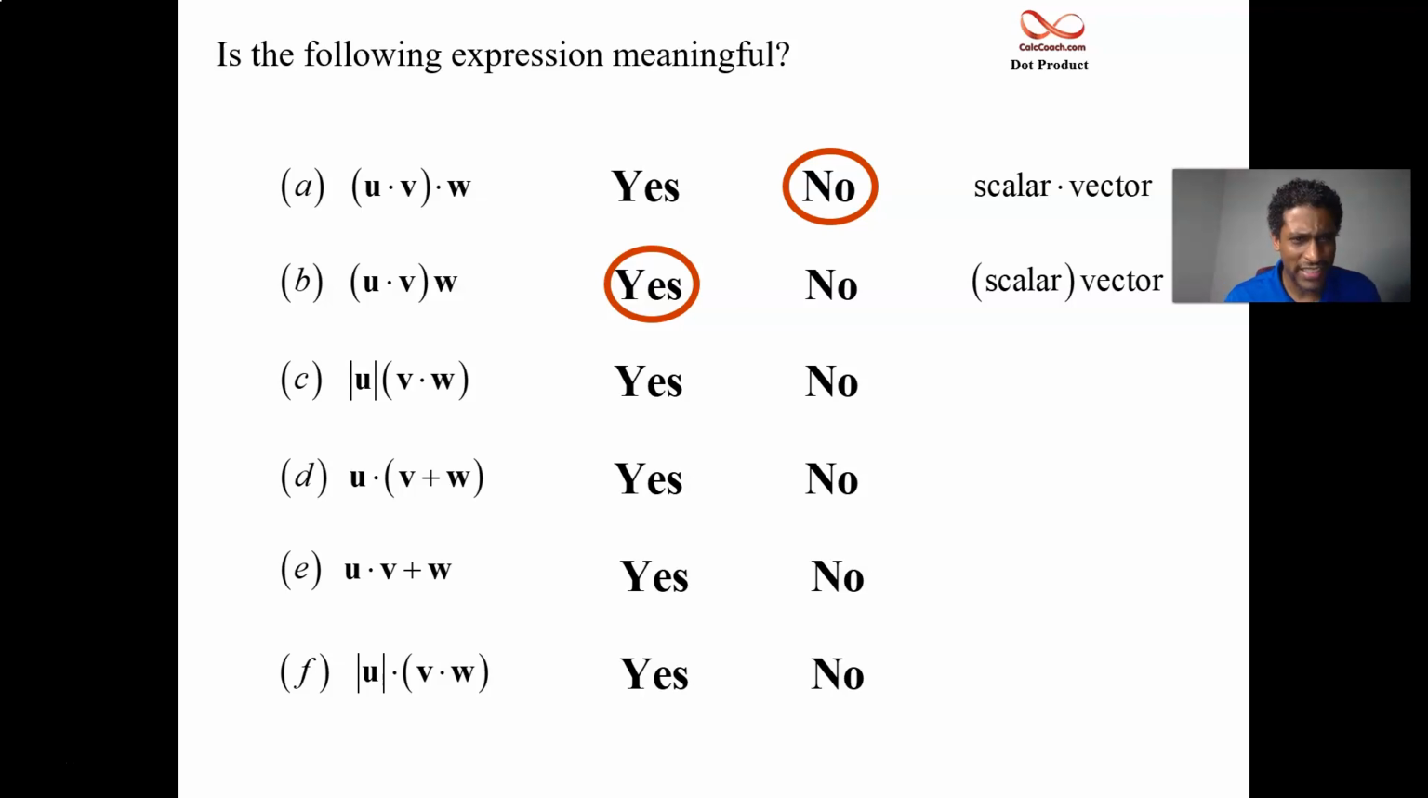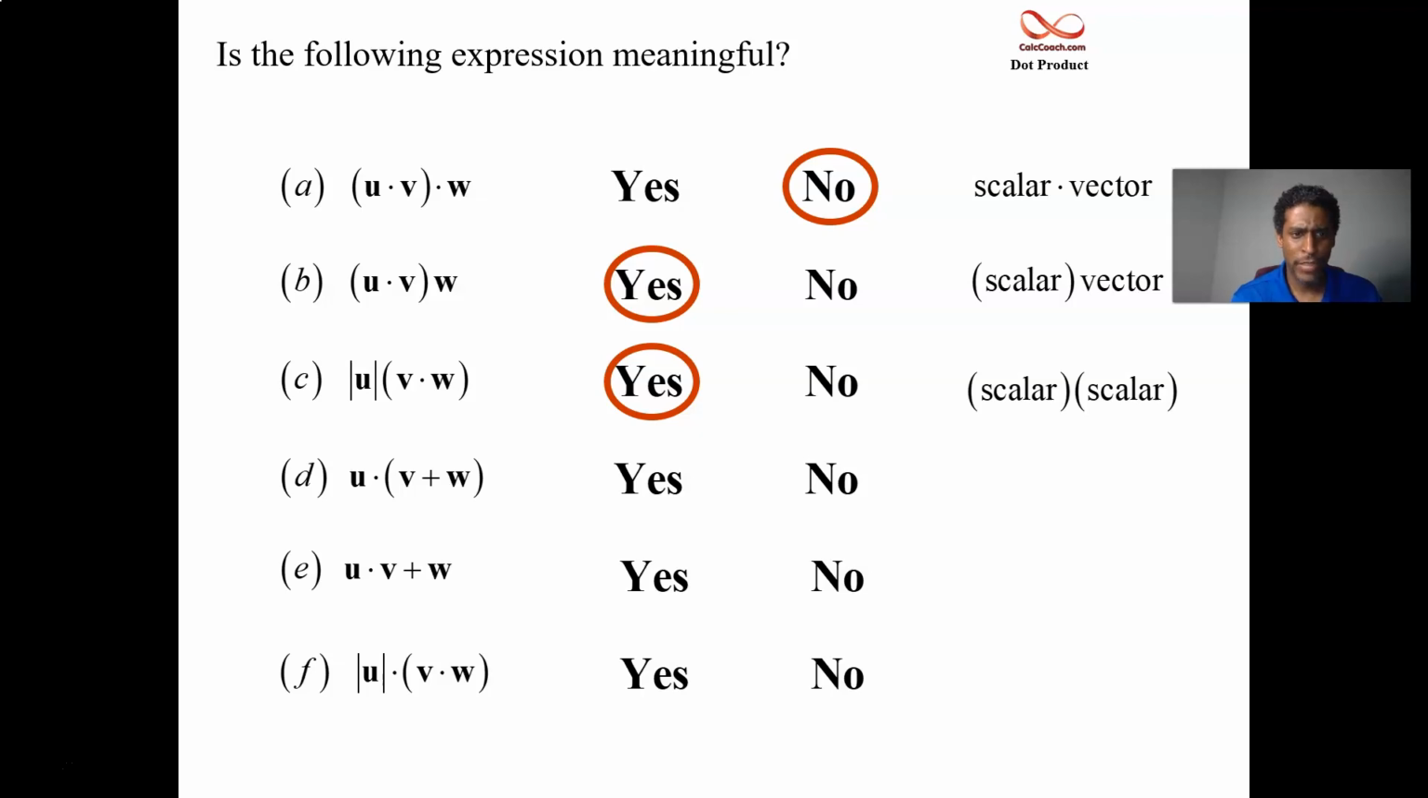Basically, the difference between B and C is that the order is reversed. We have a scalar and a scalar written next to each other. That's the magnitude of U, and then we have our dot product between V and W. So that's a number for the magnitude, that's a number for the dot product. Those 2 numbers written next to each other means to multiply those 2 numbers together. So yeah, that's meaningful.